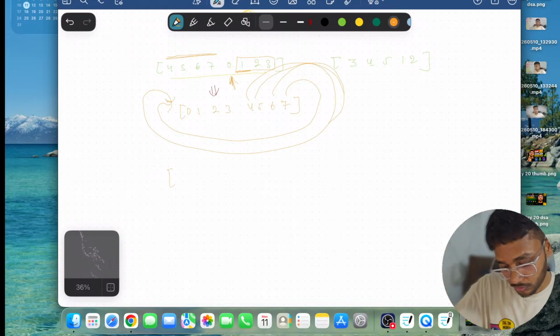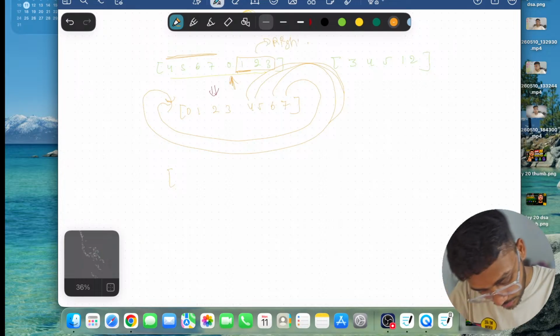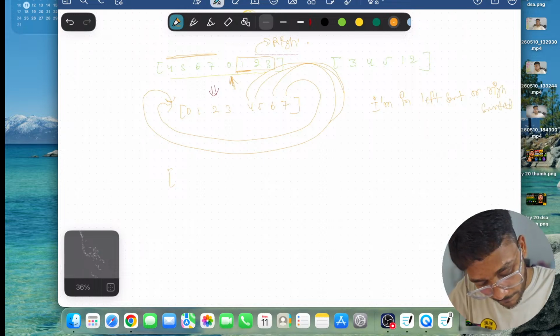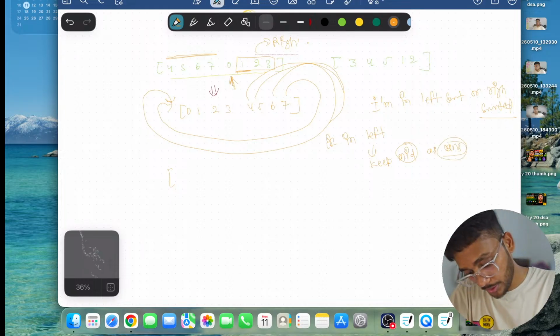So no, that will be very confusing. If I'm in the right sorted part, okay, there will be two scenarios. I'm in left sorted or right sorted. If in left sorted, keep mid index as answer. I mean, I'm just looking for the last boundary element.